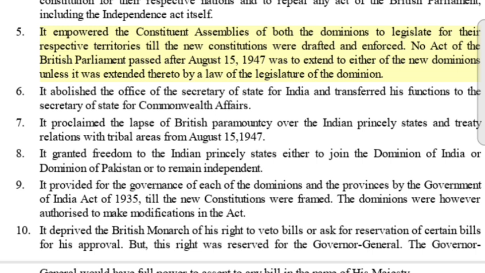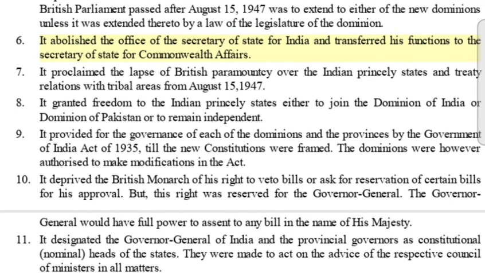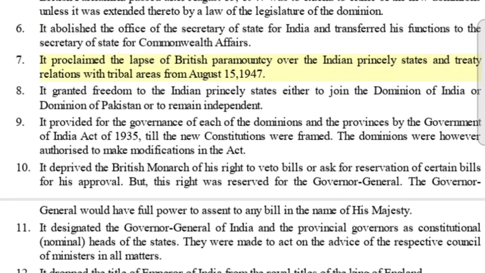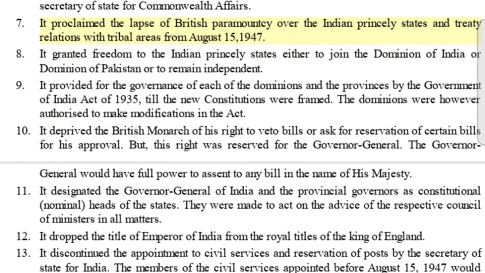No act of the British Parliament passed after August 15, 1947 was to extend to either of the new dominions unless it was extended thereto by a law of the legislature of the Dominion. It abolished the office of the Secretary of State for India and transferred his functions to the Secretary of State for Commonwealth Affairs. It proclaimed the lapse of British paramountcy over the Indian princely states and treaty relations with tribal areas from August 15, 1947.